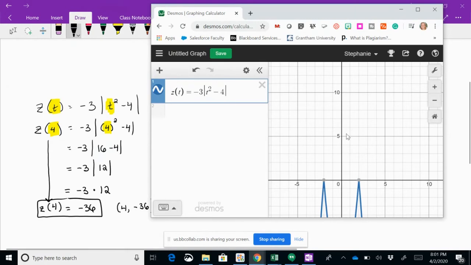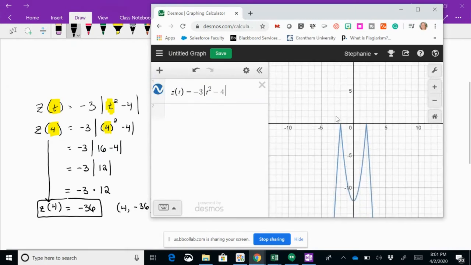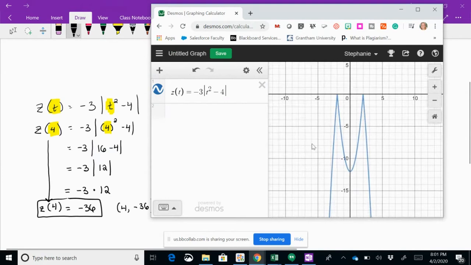So that's our equation. And then if you're curious what that looks like, it looks something like this. I had no idea what it was going to look like because I made it up. But then you can double check your answer. The nice thing is using this notation, all you have to do is say what's z of 4 and just plug that in. And then Desmos gives you the answer. It says it's -36. So you can use that to double check your work.